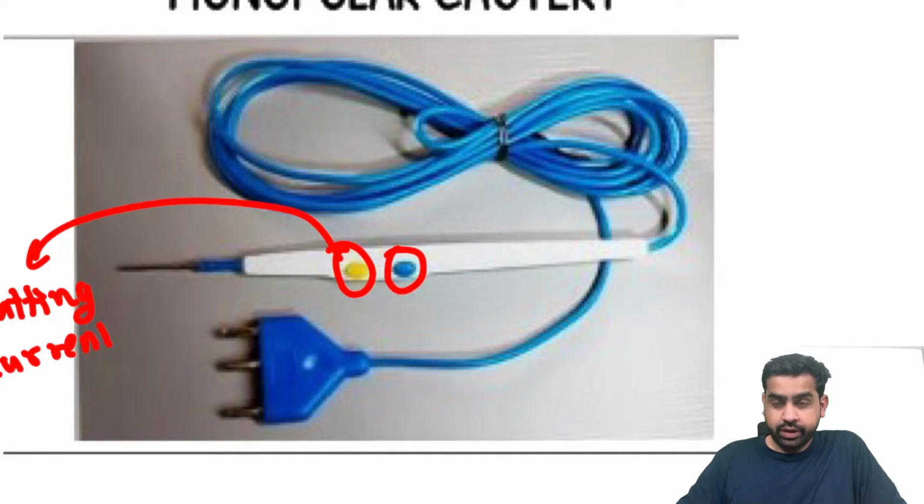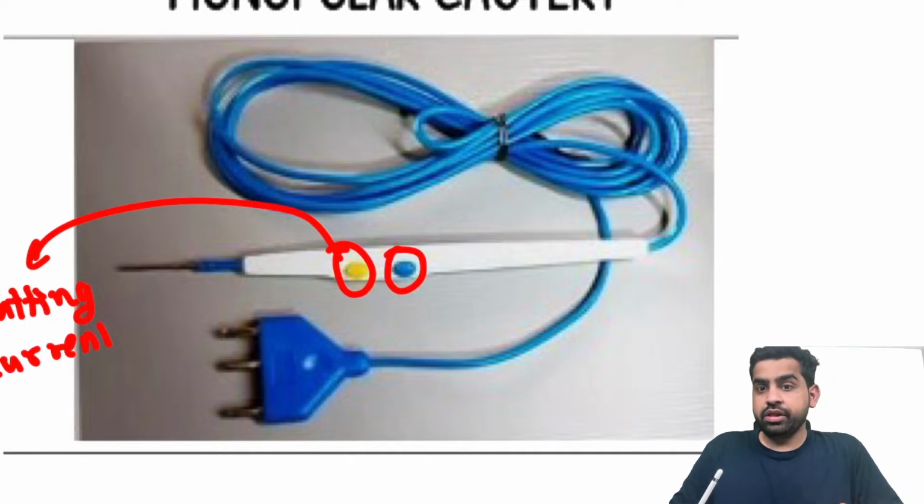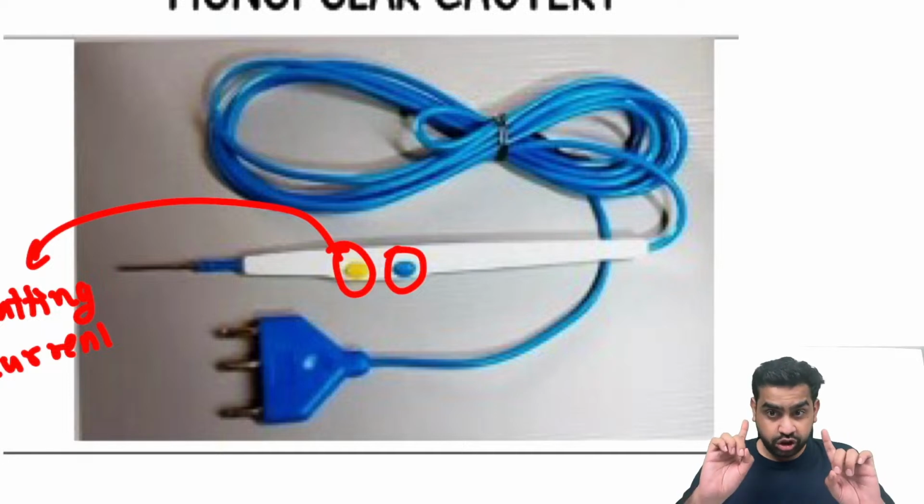So blue basically helps you in passing a coagulation current. The blue helps you with the coagulation current and the yellow helps you with the cutting current.